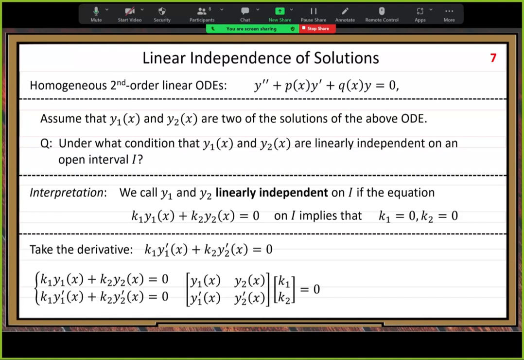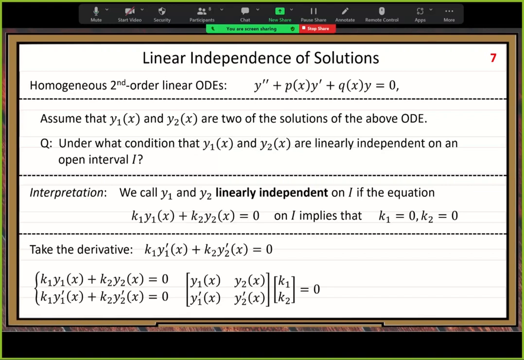We can see from this system that it always has the trivial solution, right? When you plug in K1 = 0, K2 = 0, it's always true. So a homogeneous linear system always has the trivial solution, all zeros. That's simple.